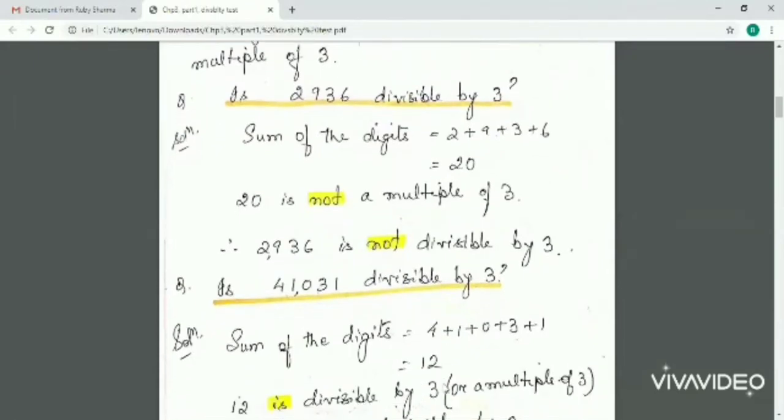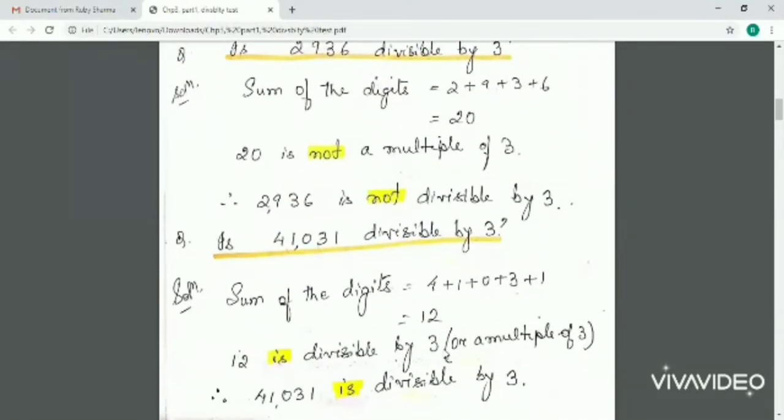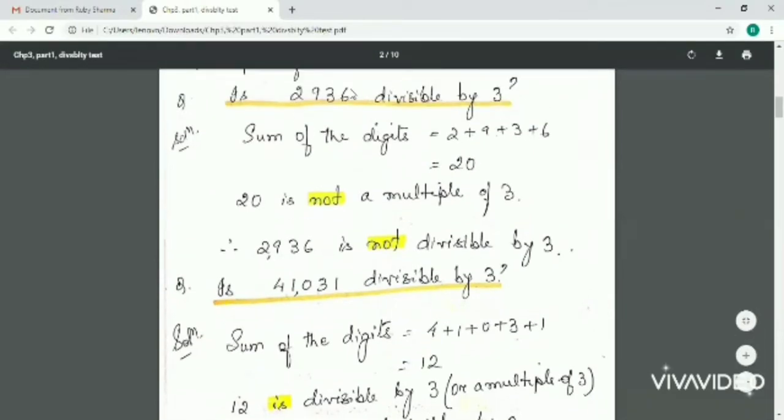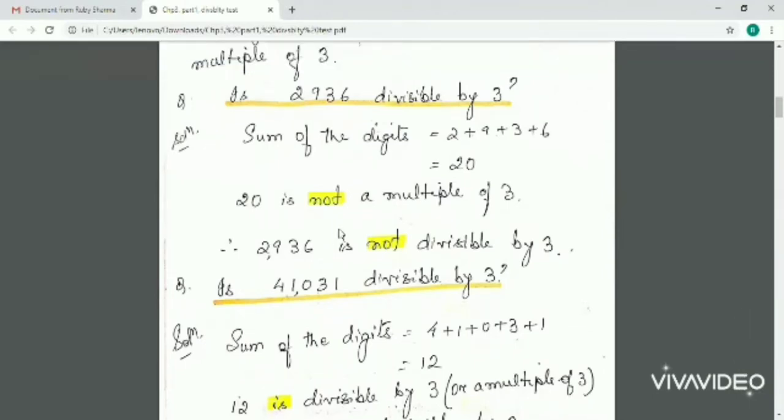Now with examples, is 2,936 divisible by 3? So sum of the digits we find out. 2936. So we add up this and we get 20. Now you can add up again, 2 plus 0, which gives you 2. So you write 2 plus 0 is equal to 2. So you can write here 2 is not a multiple of 3. Or you can directly write 20 is not a multiple of 3. So therefore 2936 is not divisible by 3. So this is how you write down.